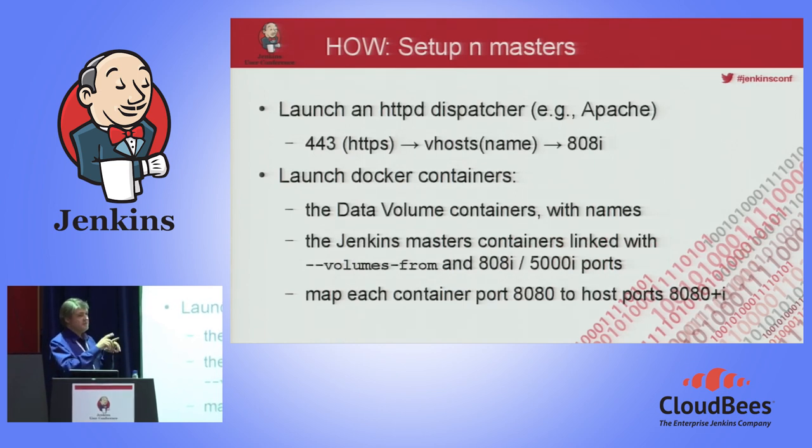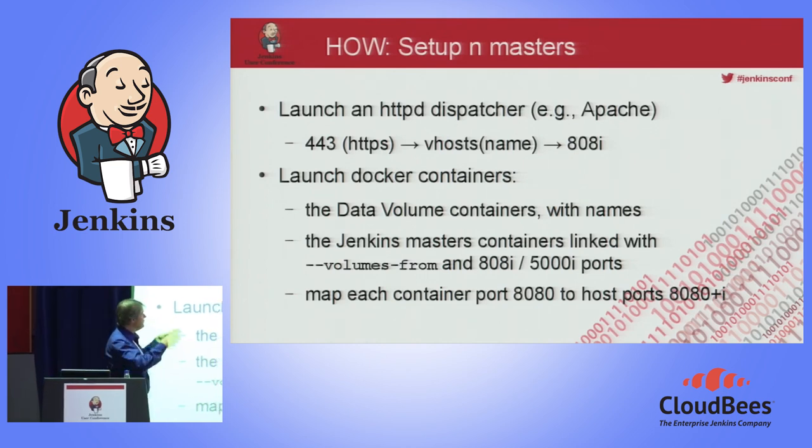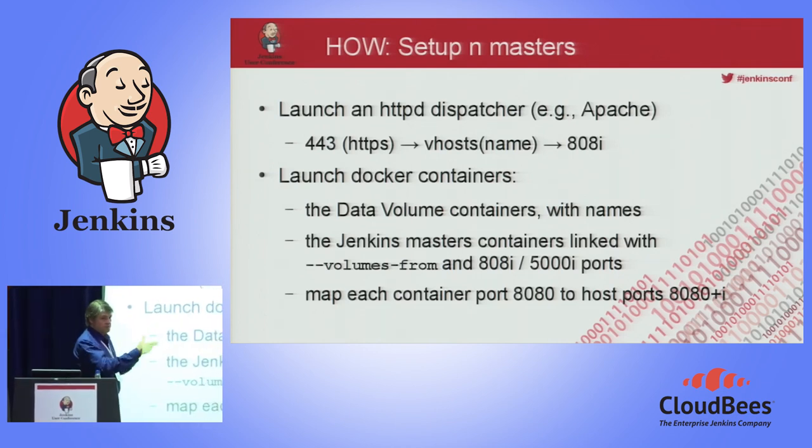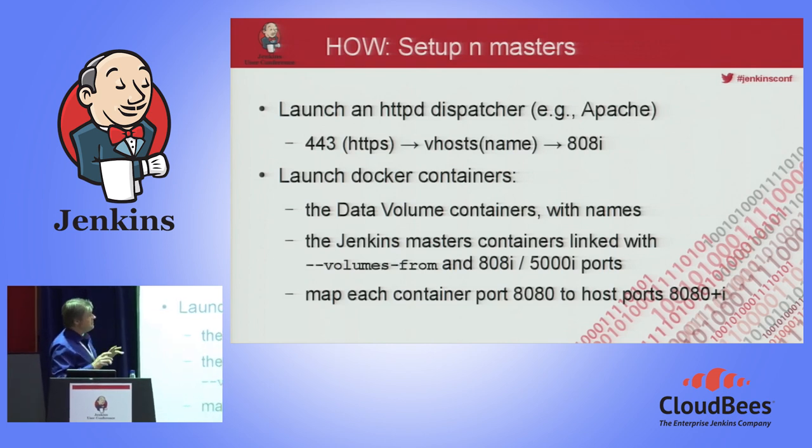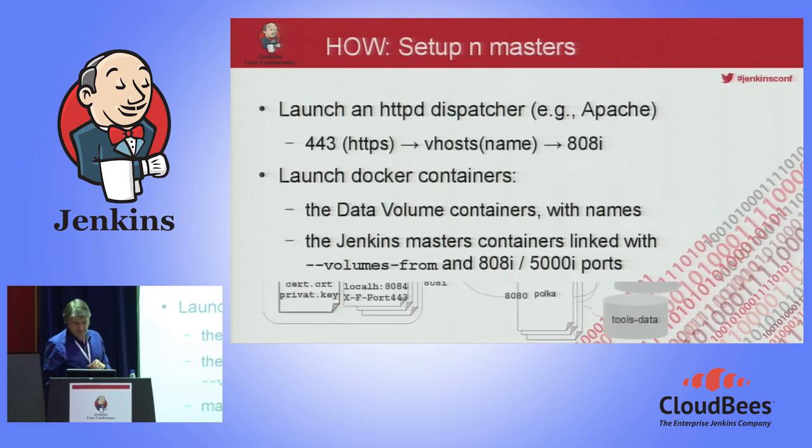And I have seven different masters and seven data containers. So I also created a dispatcher using Apache as a reverse proxy. Each master has a name, and so they're routed to a vhost and to the right ports of the right Jenkins. What I did wrong is that I installed Apache on the host, where Docker is running. It should have been a container also. Then I could switch from Apache to Nginx, for example, or another dispatcher, but maybe in the future.